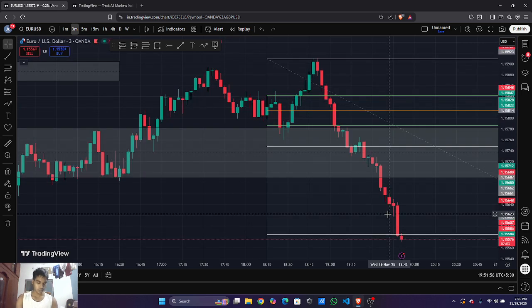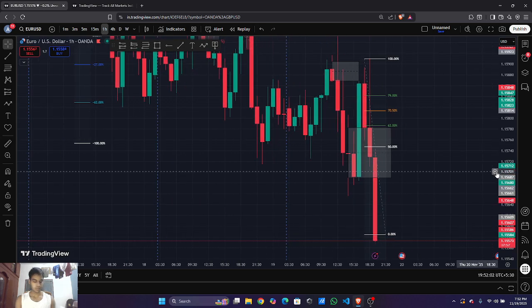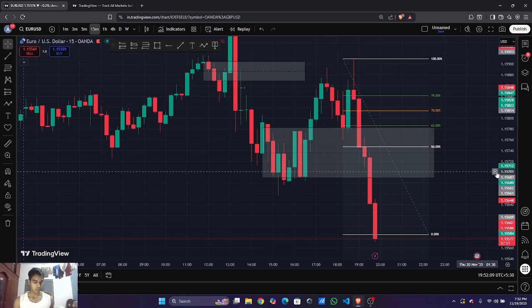Euro we have marked 3-minute break of structure, from where? Okay. 1 hour order block retest, order block plus 3-minute break of structure. It might not happen, but that's fine. We won't trade.